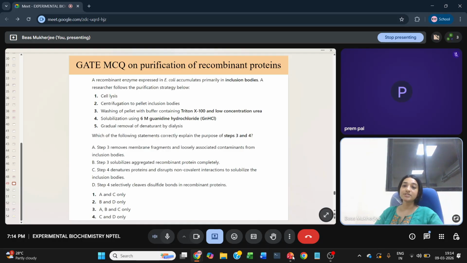Option A: step 3 removes the membrane fragments and loosely associated contaminants from the inclusion bodies. Option B: step 3 solubilizes aggregated recombinant protein completely. Option C: step 4 denatures the protein and disrupts non-covalent interactions to solubilize the inclusion bodies. Option D: step 4 selectively cleaves disulfide linkages in the recombinant proteins. So which do you think is correct?